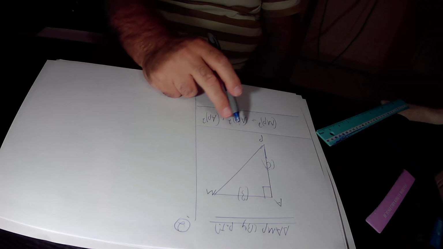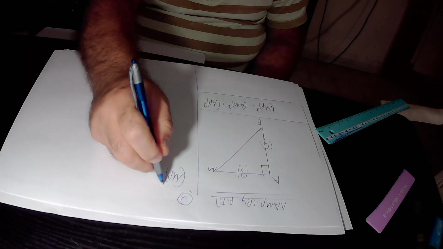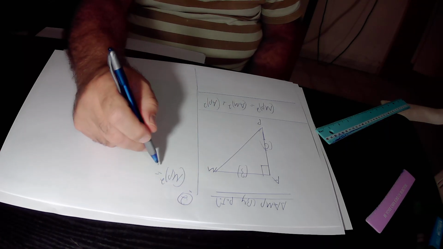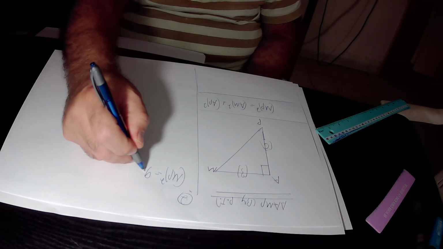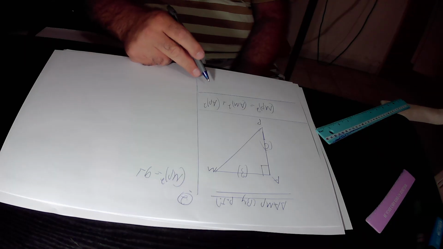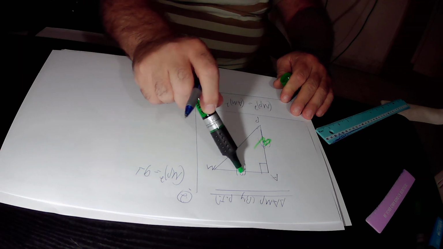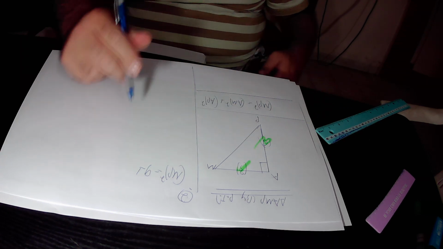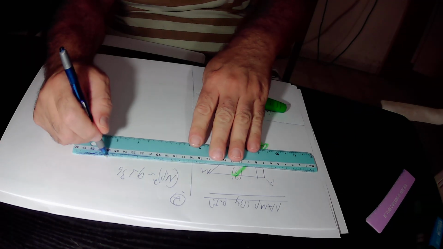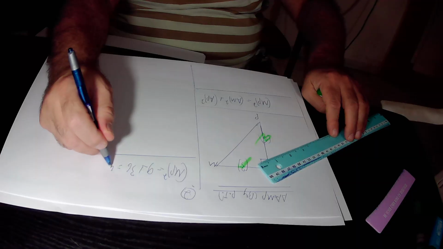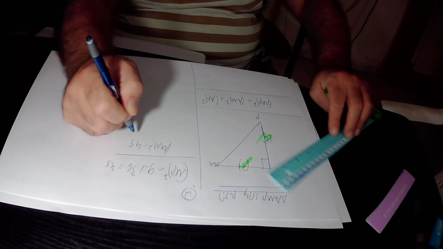MP is the missing side, so we leave it as it is. So it is MP squared equals AM squared. AM is 3, therefore AM squared is 3 squared, that is 9, plus AP squared. AP is 6, therefore AP squared is 6 squared, that is 36. So in total, MP squared equals 9 plus 36, that is 45. So MP squared equals 45.